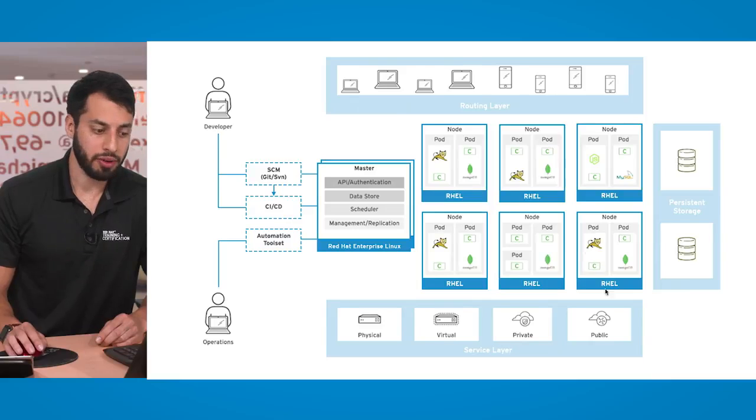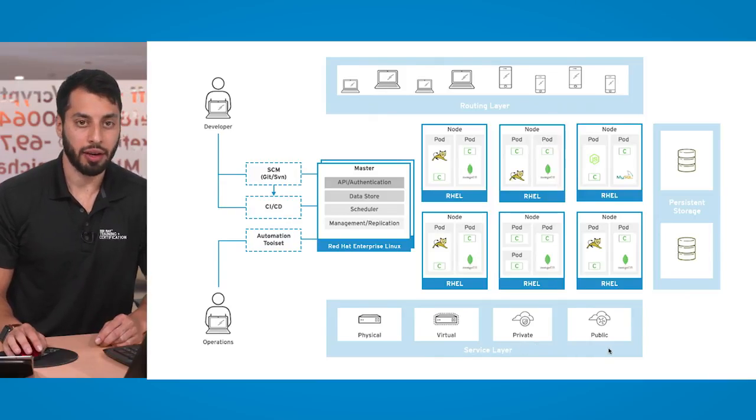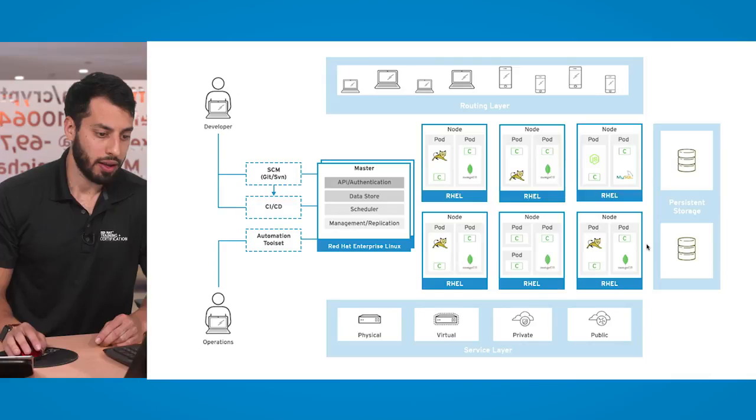So as I mentioned before, here's our service layer. OpenShift can be running on a physical, virtual, private, public cloud, any way that's right for your organization. And we have our persistent storage over here. So our MongoDB should be able to access this persistent storage and maintain our database integrity.